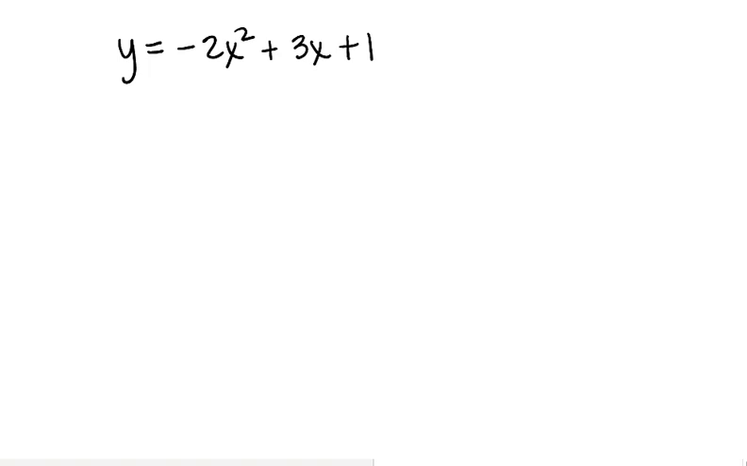Okay, one more to sketch would be y equals negative 2x squared plus 3x plus 1. And this is not factorable. So I'm going to use the quadratic formula to find the zeros. That would be x equals negative b plus or minus the square root of b squared minus 4ac, which is going to be plus 8, all divided by 2a.